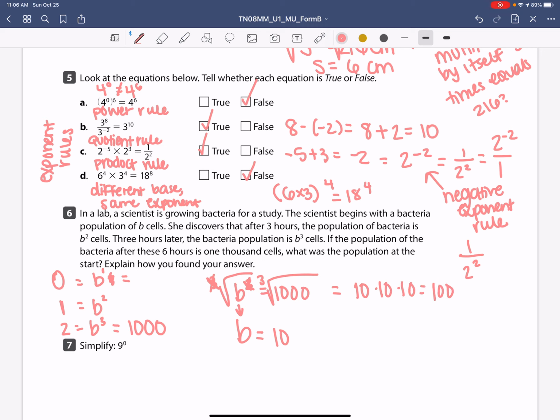So what number when multiplied by itself 3 times equals 1,000? That's 10. So it was 10 cells in hour 0 when they started growing the bacteria. So it was 10 cells. And we just used inverse operations here.